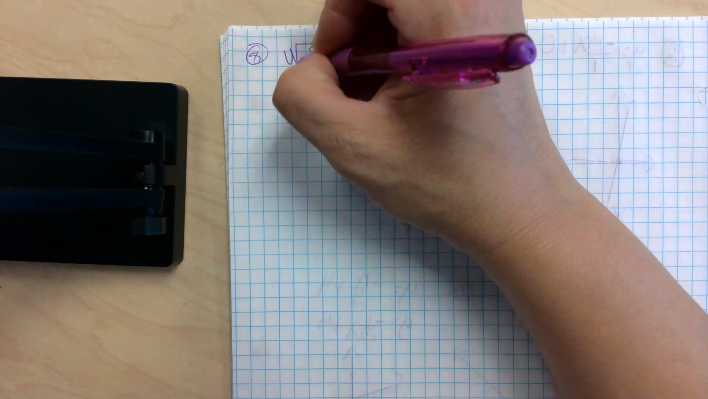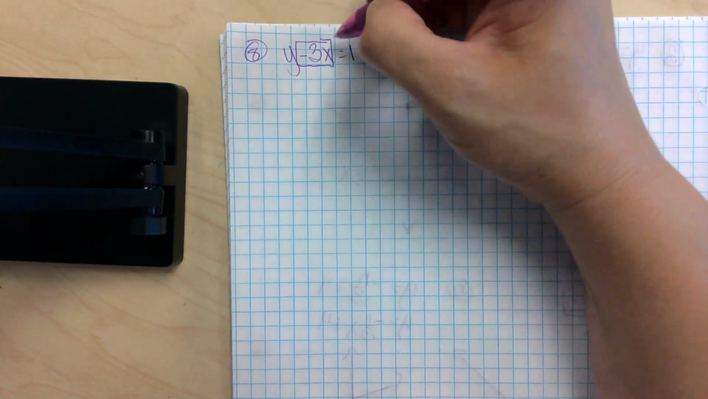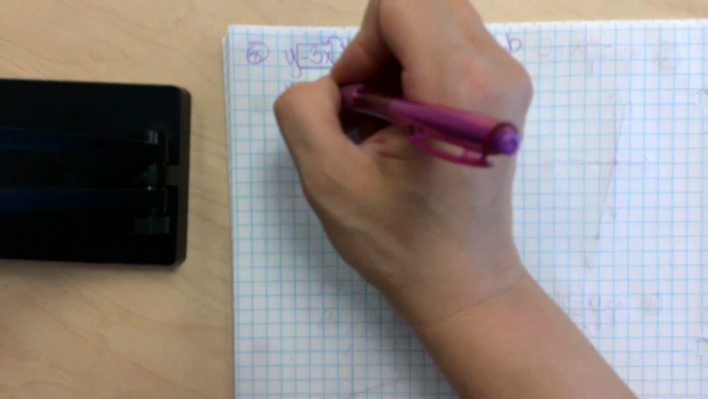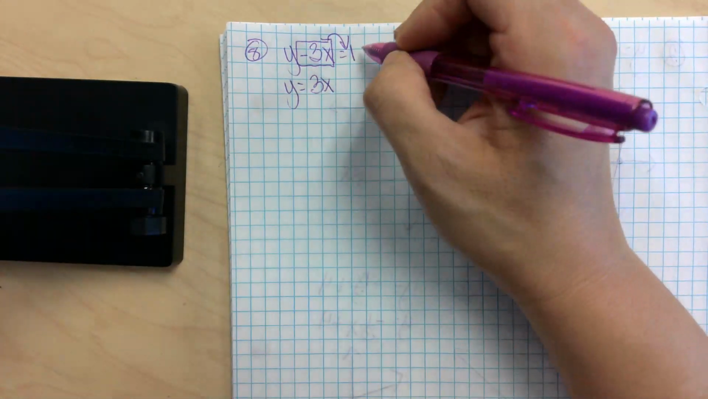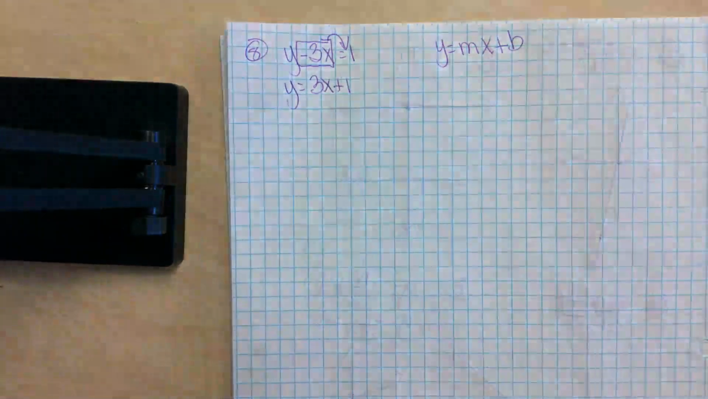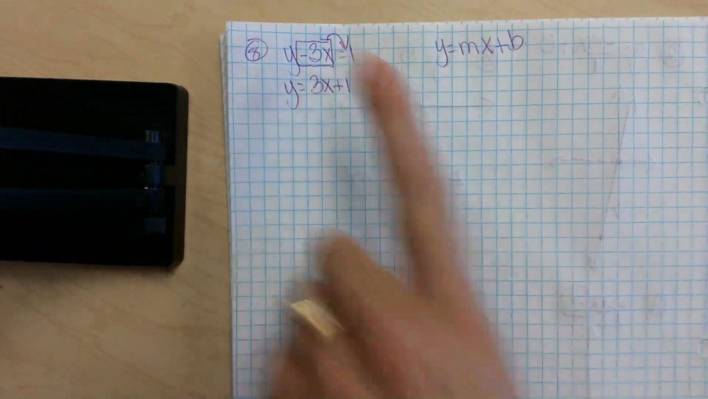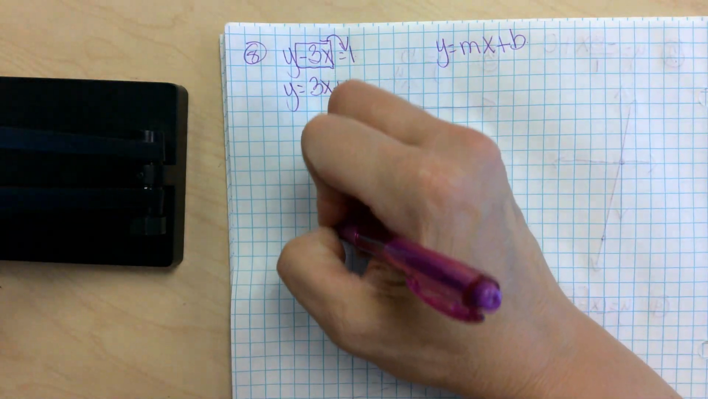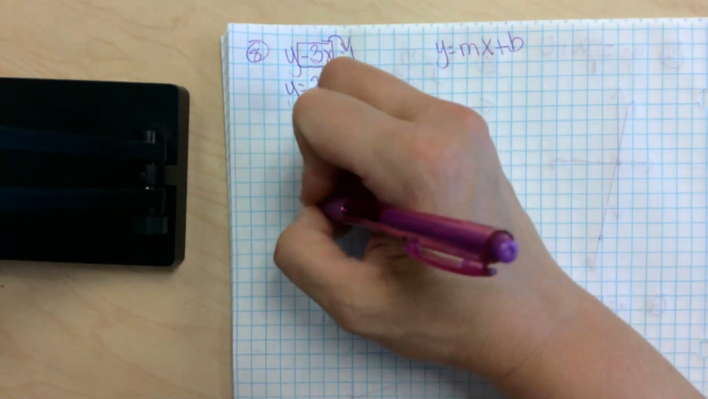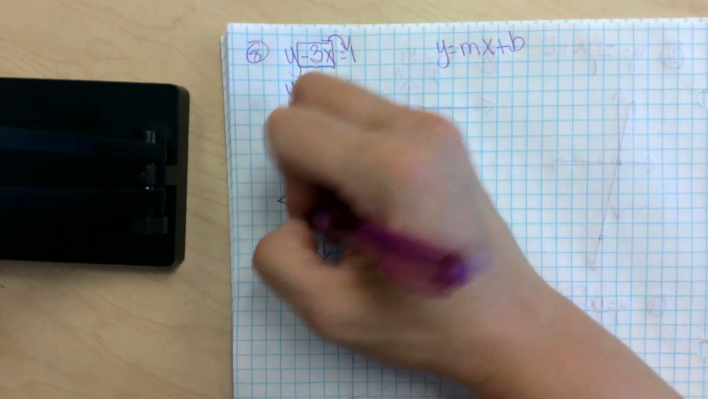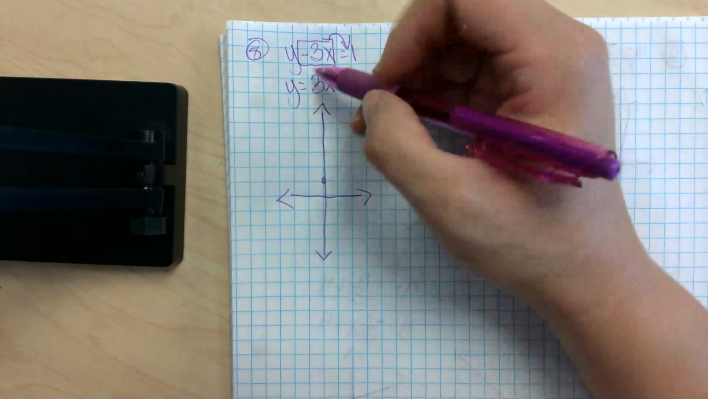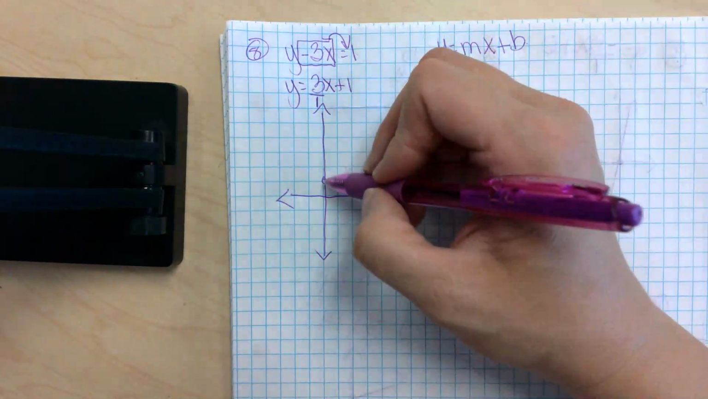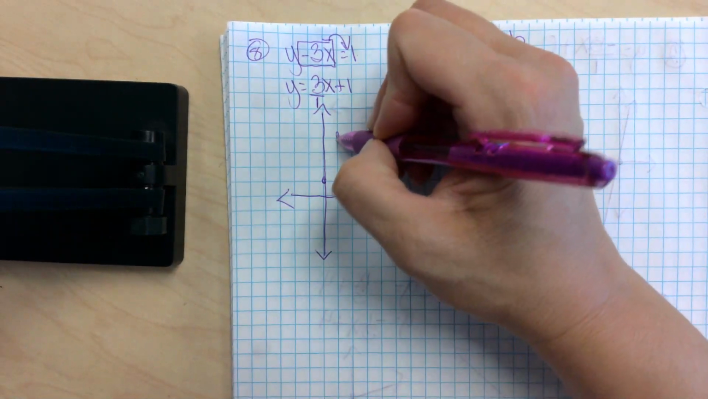The -3x. What are we going to have to do? We're going to move it right over and make it positive. Y equals +3x now plus 1. It goes in front of your Y intercept. So here we're going to have start at +1 and it goes up 3 over 1.